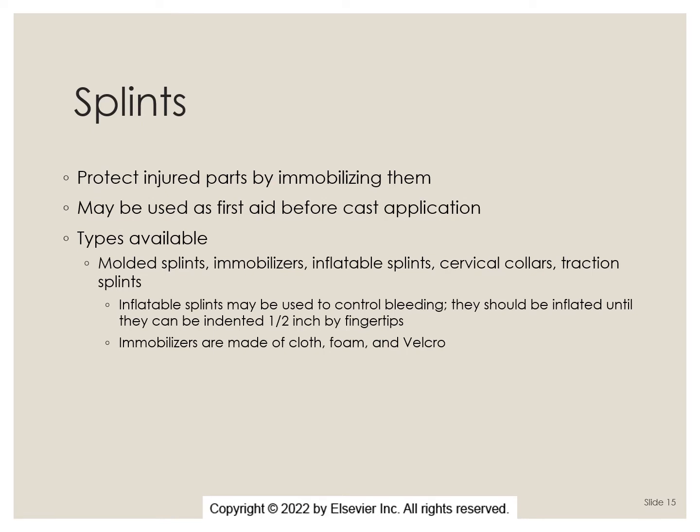A splint is a device that protects an injured body part by immobilizing or limiting its movement. A splint can be used as a first aid measure before a cast or traction is applied to an injured part, or it can be used instead of a cast.